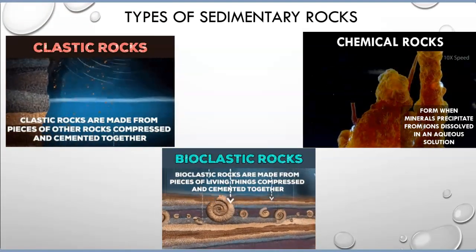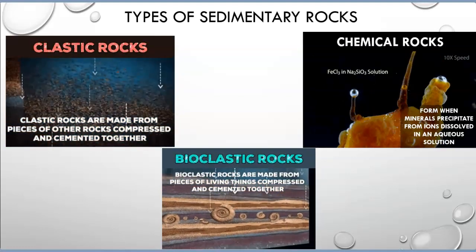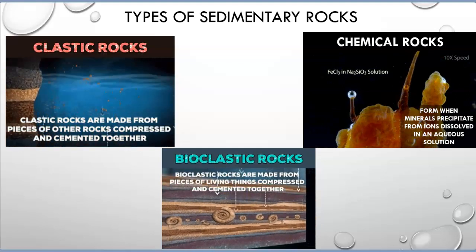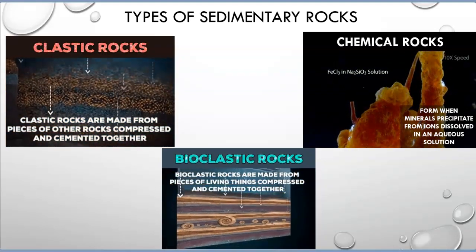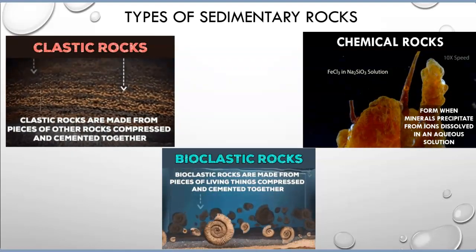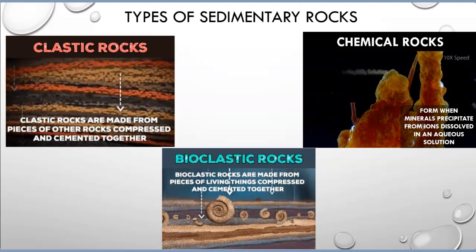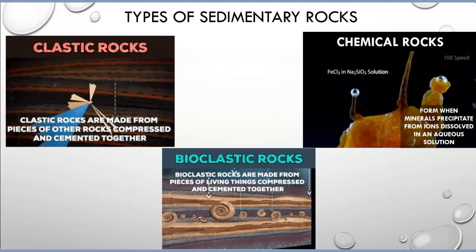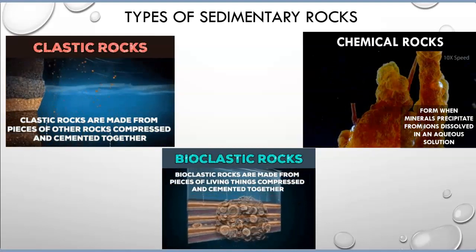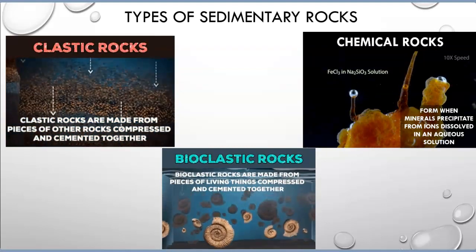As I alluded to before, there are those sedimentary rocks that are composed of pieces of other rocks, and those are called clastic sedimentary rocks. There are also chemical sedimentary rocks that form when minerals precipitate from ions that have been dissolved in an aqueous solution. And then there are my favorite, which are bioclastic sedimentary rocks, which are made from the accumulation, compaction, and cementation of organisms. We're going to see all of these today.